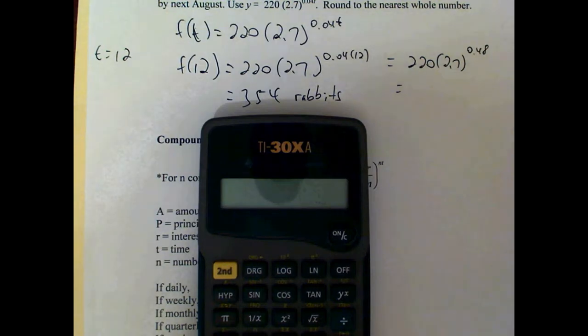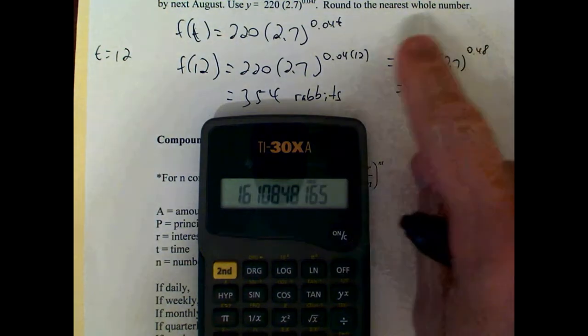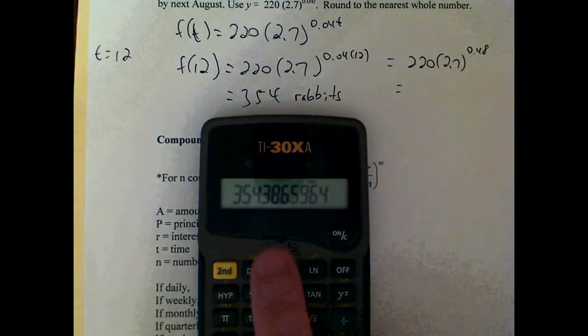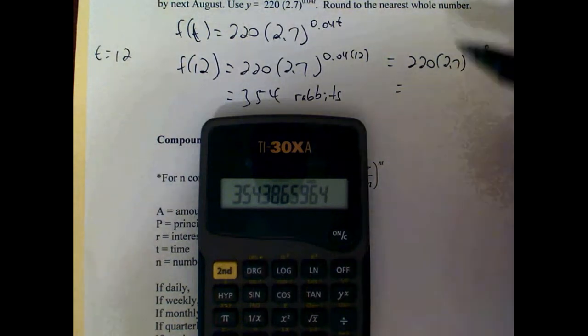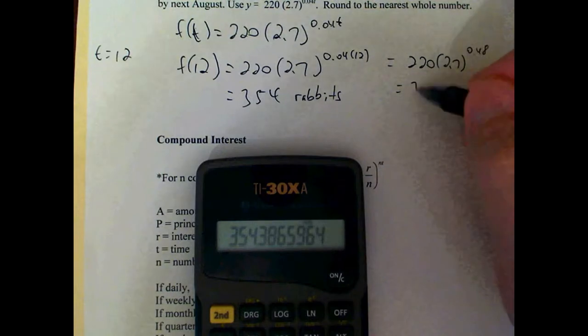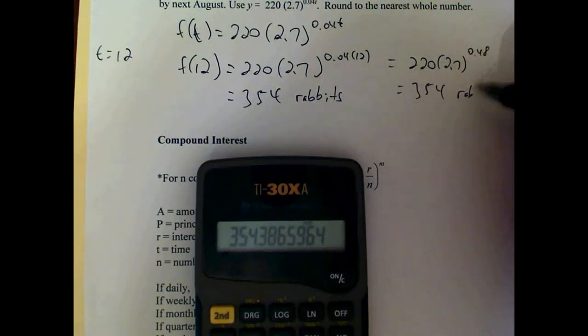Hit equals. Then I'm going to times that by 220. I'm following the order of operations, in case you're wondering. So times 220. And we also get 354 point blah blah blah, but to the nearest whole number, it still gives us 354 rabbits.